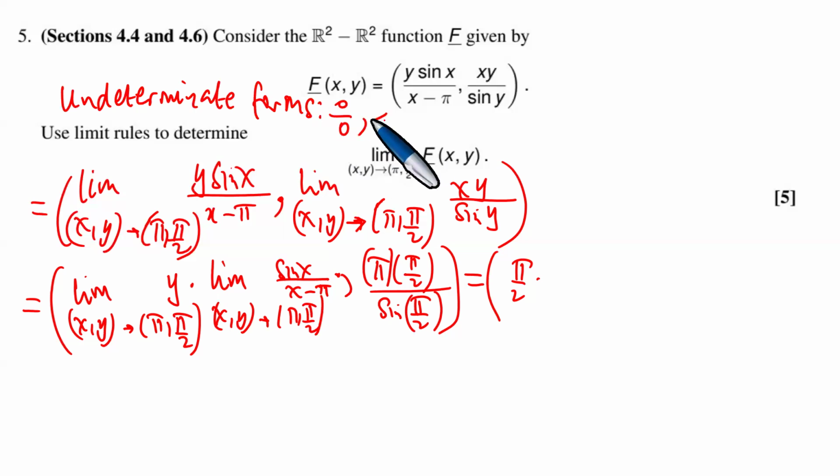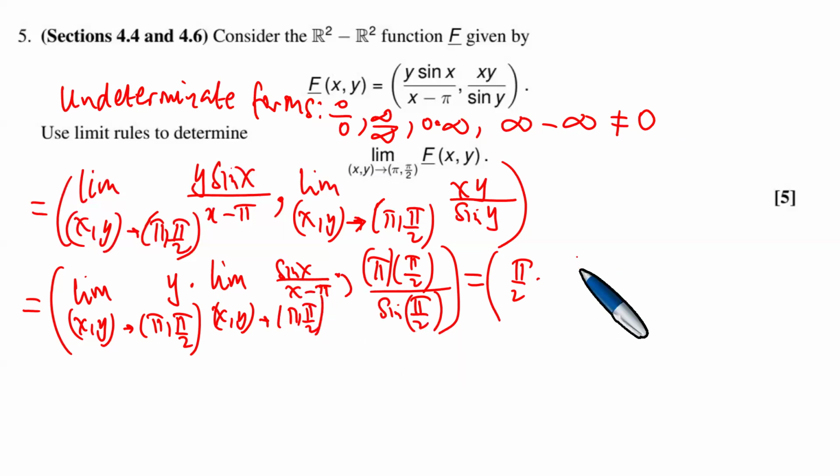0 over 0, infinity over infinity, 0 times infinity, and so on, amongst others. It's also infinity minus infinity, because infinity minus infinity is undefined, but it is not 0. So at this point, we have 0 over 0.